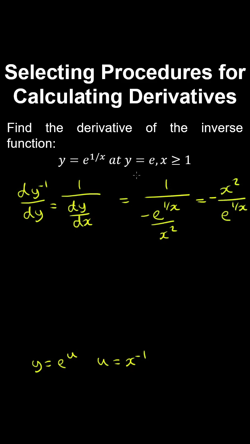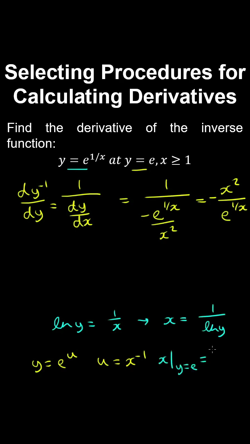And now we need to evaluate the derivative at y equals e. So therefore we can solve this equation for x by taking the natural log of both sides and taking the reciprocal of both sides. And at y equals e, x equals 1 over the natural log of e, which is 1 on 1. And now to evaluate the derivative of the inverse function at y equals e, we can substitute x equals 1 into this expression. So what we get is minus 1 squared over e to the 1.